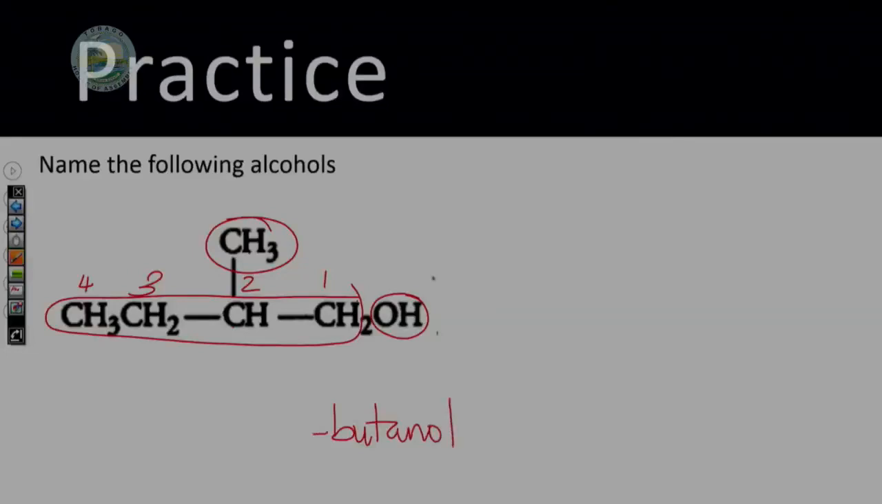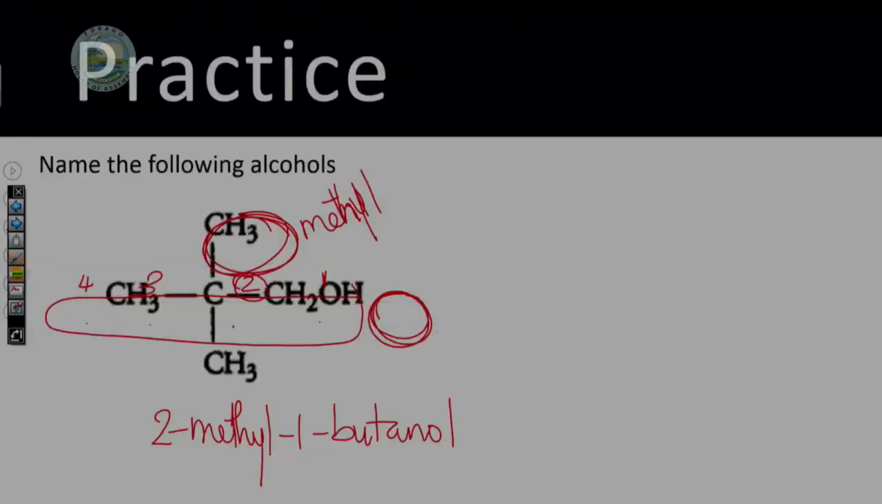We find out where the OH group is on. It's on the first carbon. So we're going to put 1-butanol, and our group now, which is a CH3 group, we call methyl. And since it's on the second carbon, we call it 2-methyl. So the name of this compound would be 2-methyl-1-butanol. All right?